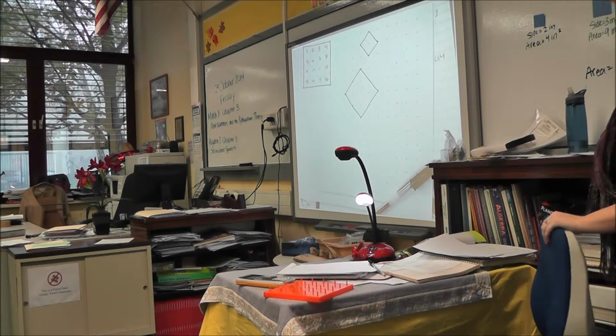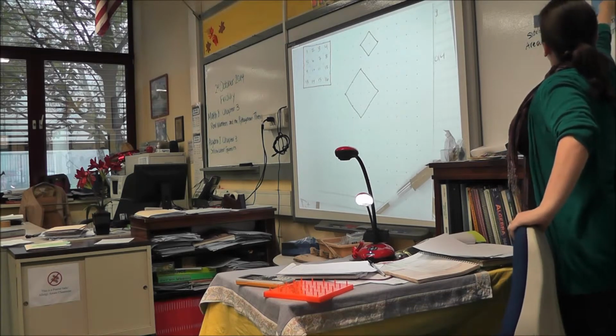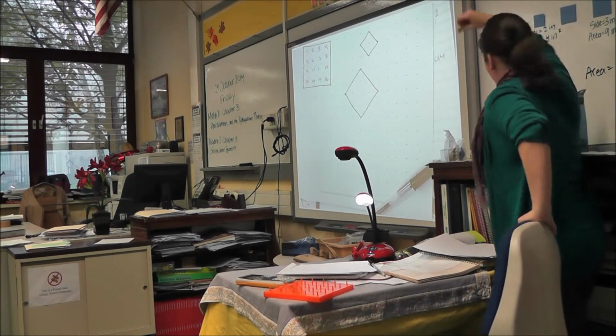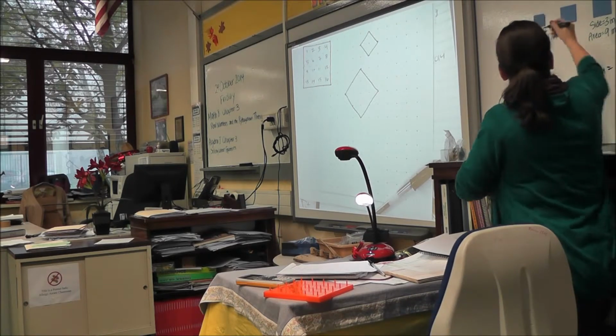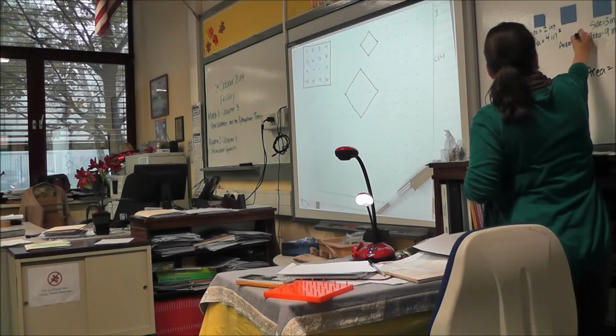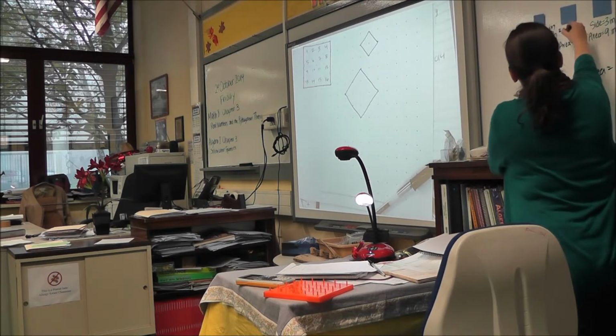Okay, so here's one. It looks smaller than that, looks bigger than that, so I'm going to put it right here. And I know the area is equal to 8 inches squared. What is the side equal to? 2.